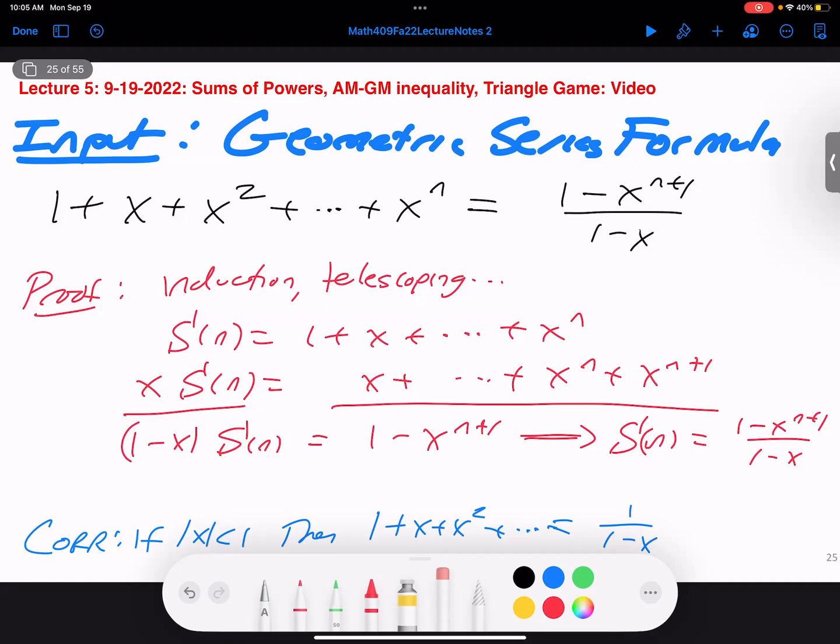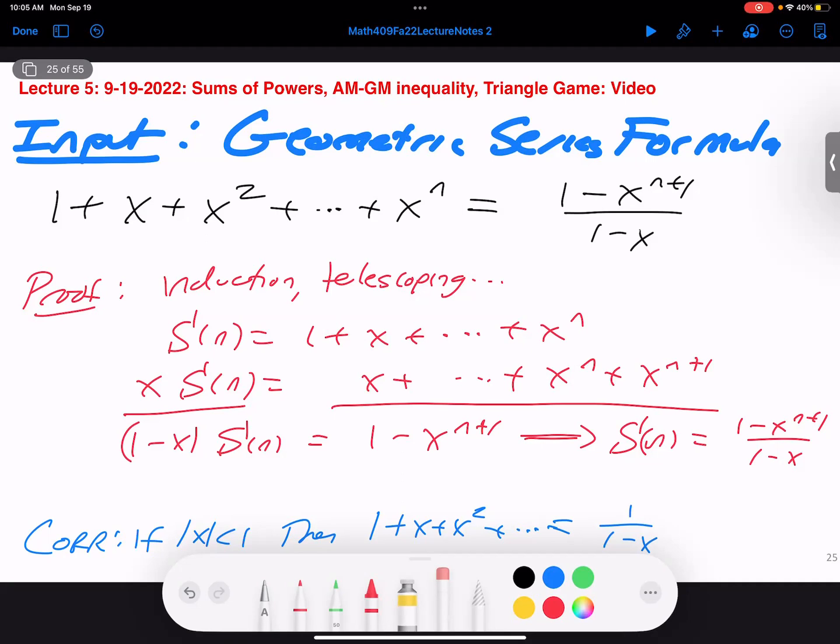So we have 1 plus x all the way up to xn originally. And since we multiply every term by x, we now have, instead of going from 1 to xn, we go from x to xn plus 1. And when we subtract, everything in the middle cancels. And we're left with just the first term and the last term.